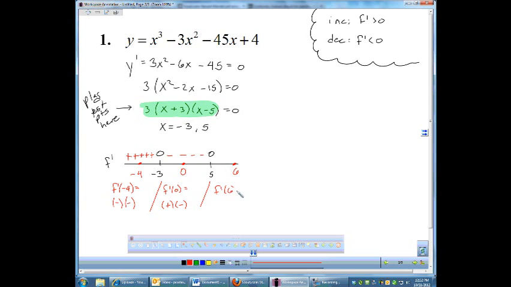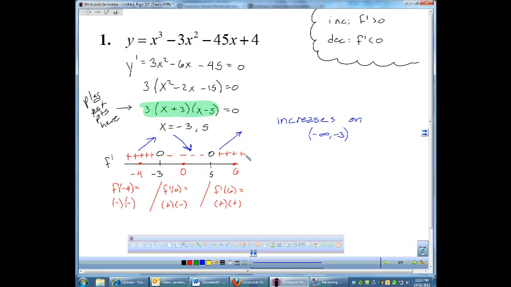F prime of 6 is going to be 6 plus 3 is positive. 6 minus 5 is positive. So positive there. And remember, this is my derivative. So if my derivative is positive, that means my function is going up. If my derivative is negative, that means my function is decreasing. I have negative slopes. If my derivative is positive, that means my function is increasing. We have positive slopes. So my function increases on the intervals -infinity to -3.